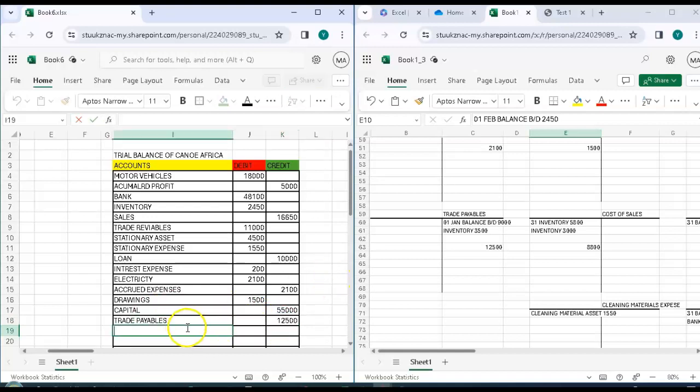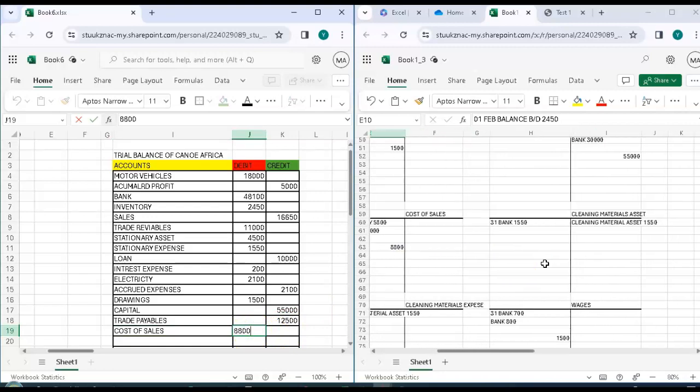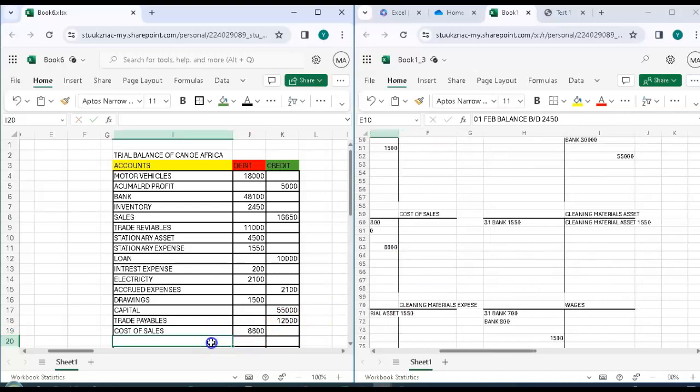The next, we got cost of sales, which is an expense account. So, cost of sales 8,800 on the debit side. Then we got cleaning material assets. So cleaning material assets, this is an asset, so it increases on the debit side.